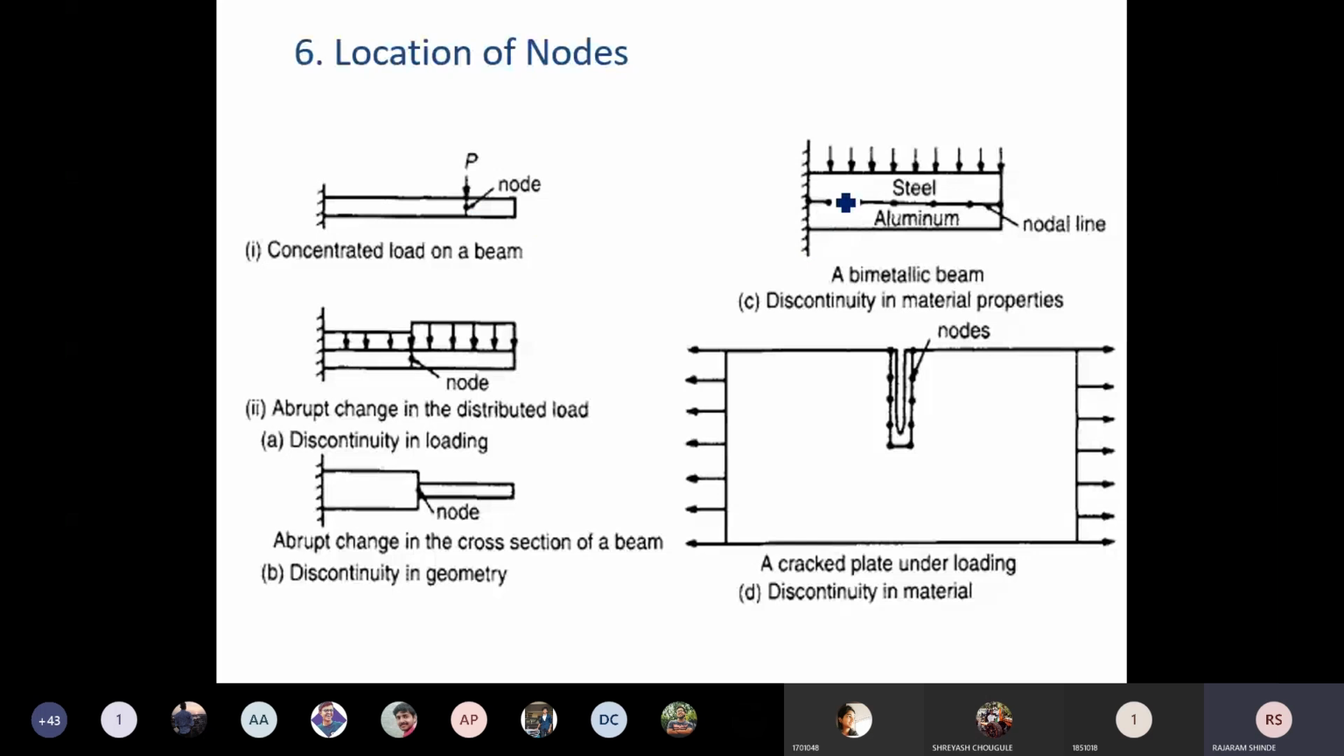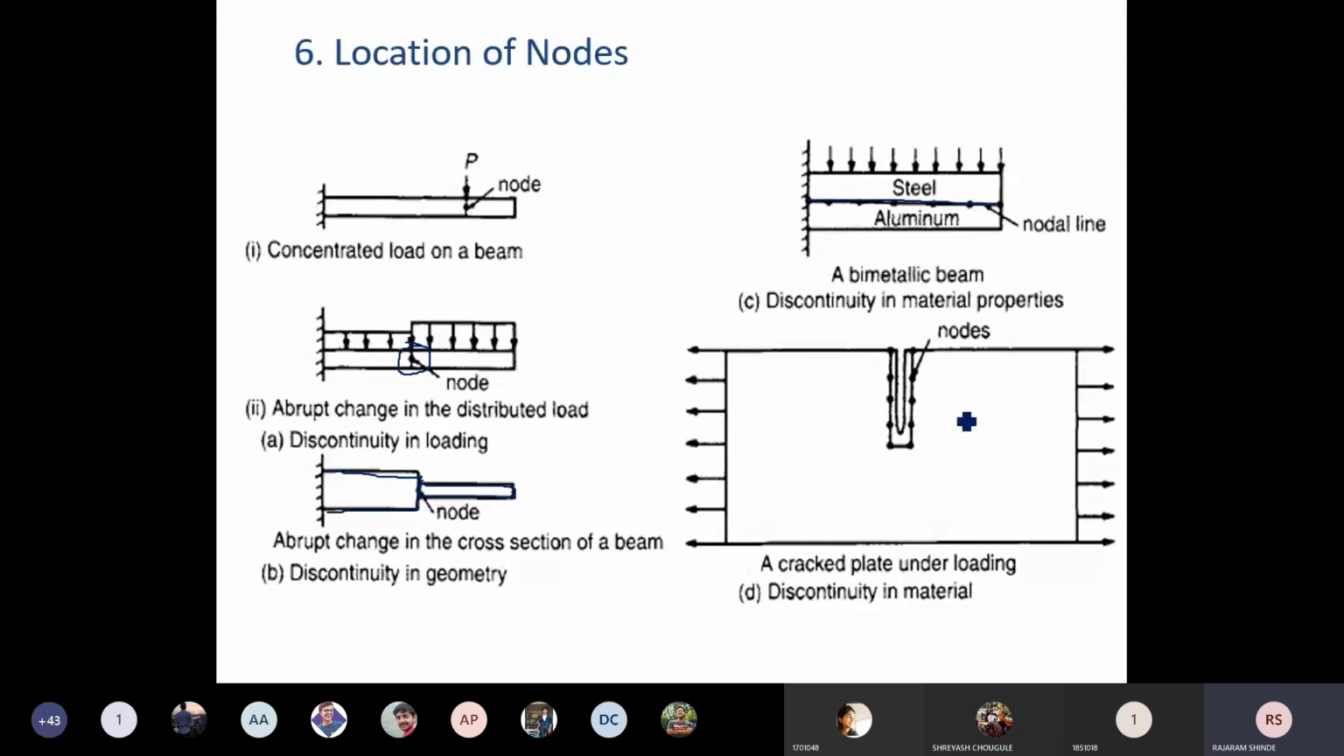If we observe here, the upper part of this domain is steel and below is aluminum. So at this edge, there is a sudden change in the material properties. When there is a sudden change in the material, you have to put nodes. Here up to here there is uniform load, and at this location there is a sudden variation in the load, and from here to here there is a uniform load. So you have to put a node at this location. Next one, here the geometry is the same up to here, and from here to here the geometry is different. You put a node at this location.